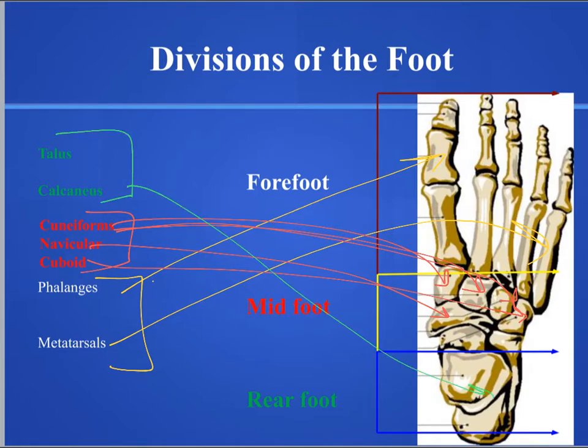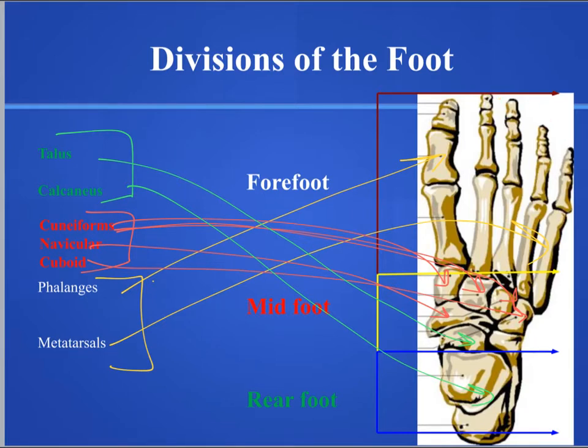So that large calcaneus here, and then that smaller talus, which is going to sit on top of the calcaneus. So we can see that when we're looking at gait, we have to look at a few things. How does the forefoot function? How does the midfoot function? How does the rear foot function?